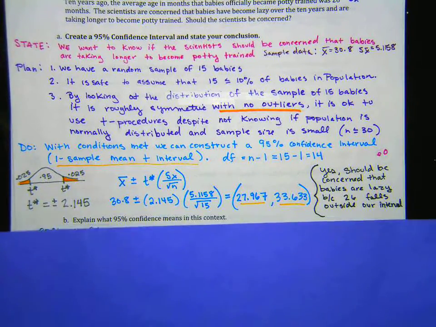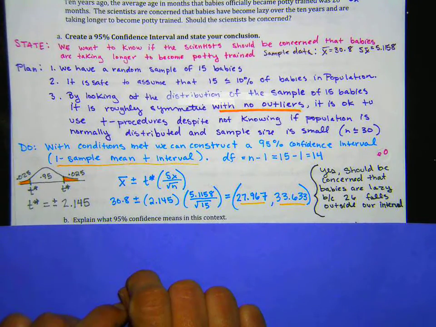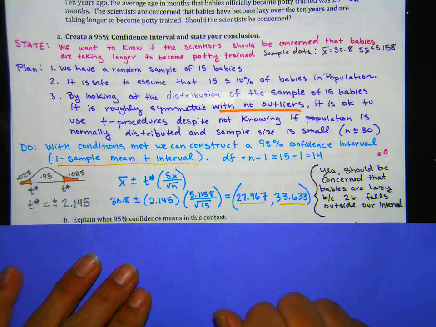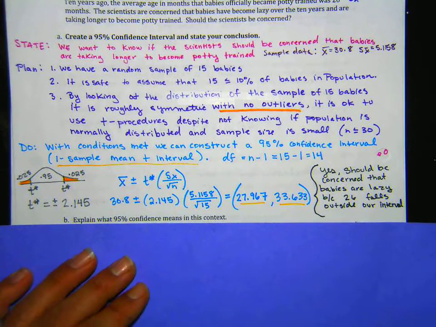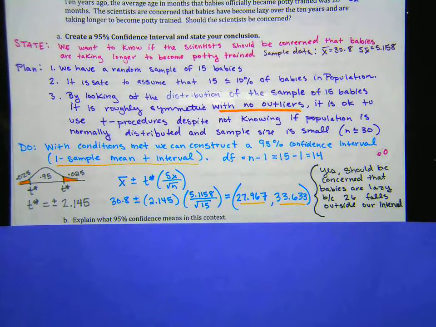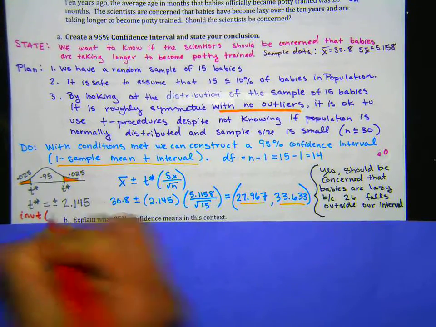Okay, so now, with conditions met, we construct a 95% confidence interval for a one sample mean t interval. One sample mean t interval. Why are we using t? Because we do not have sigma. We do not know the population standard deviation, so we must use t. We cannot use z as our critical value. To find t star, you can either use your table or you can do inverse t in your calculator.